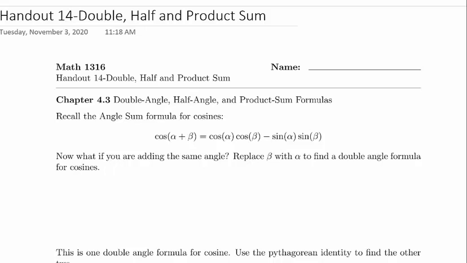So let's go ahead and start off with the angle sum formula, and that's going to help us build up to the double angle formula. Here we have cosine of alpha plus beta equals cosine alpha cosine beta minus sine alpha sine beta. To get a double angle, that's an angle times 2, we take beta and replace it with alpha. We're going to make a substitution. Everywhere we see beta, it's going to get replaced with an alpha.